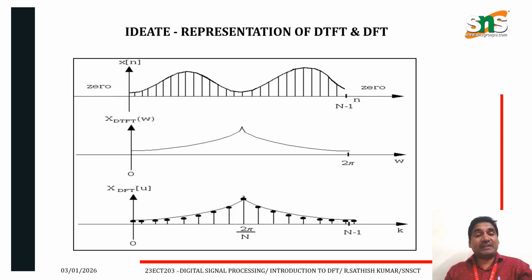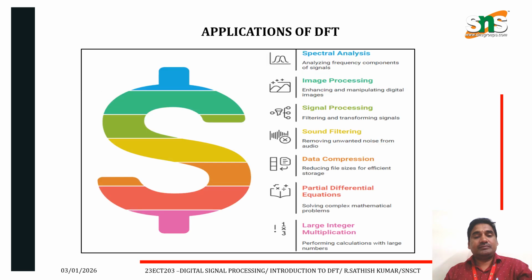Next one, this is the representation of DTFT and DFT. First one, the digital signal can be given in terms of 0 to N minus 1, and then the DTFT sequence can be represented by 0 to 2 pi, and then the DFT sequence can be represented in terms of discrete time 0 to 2 pi by N to N minus 1.